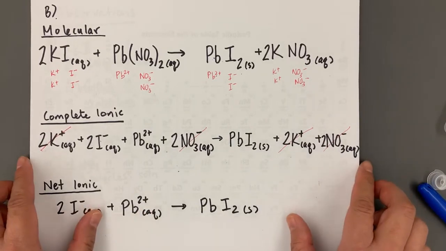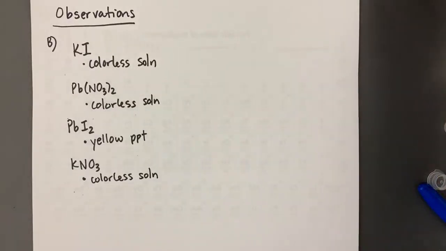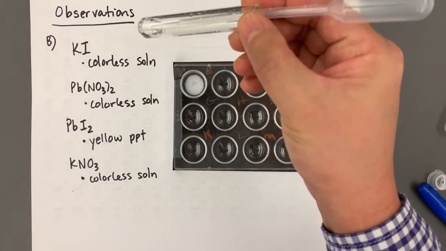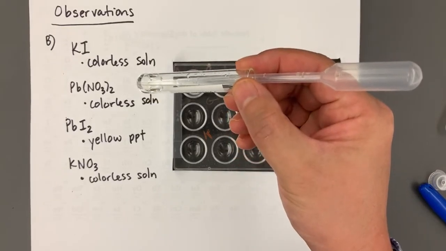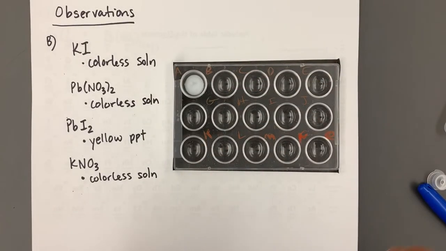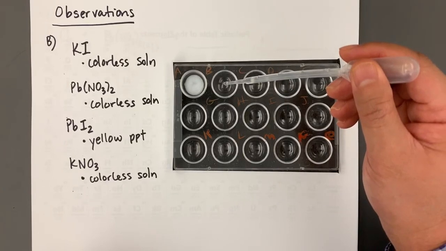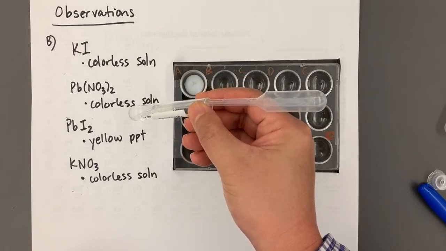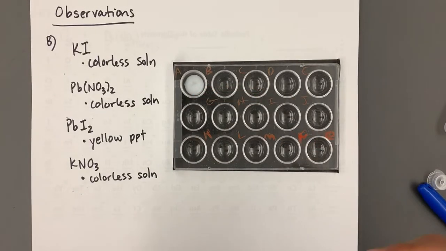Okay, so let's do this reaction and write down what we observe. Okay, we're going to add our potassium iodide. And notice the potassium iodide is a clear colorless solution. I'm going to add it to my second well. And we're going to add to it lead nitrate. Lead nitrate is again a colorless clear solution. So I'm going to add that to my second well.